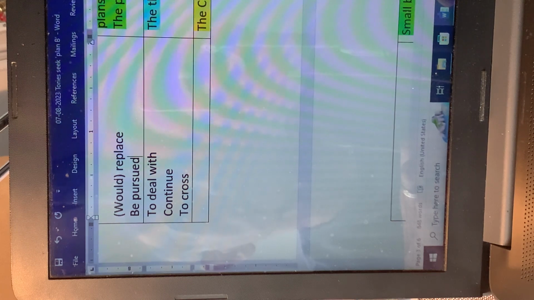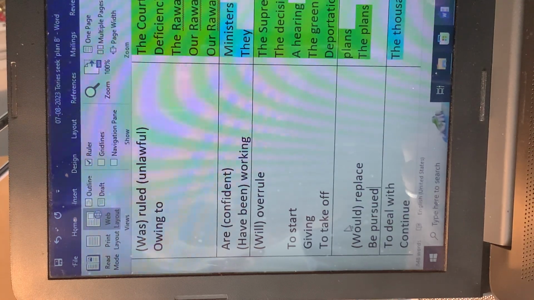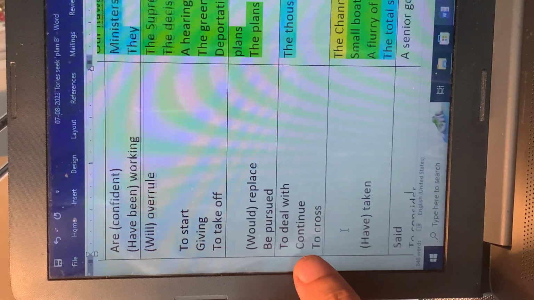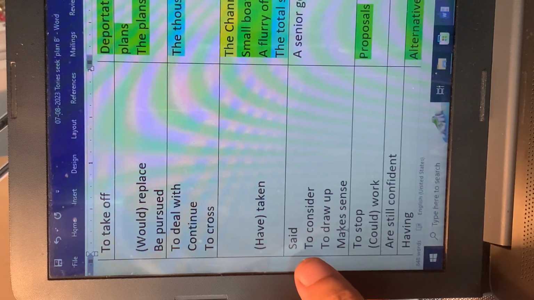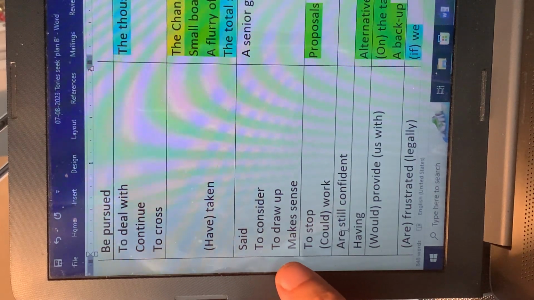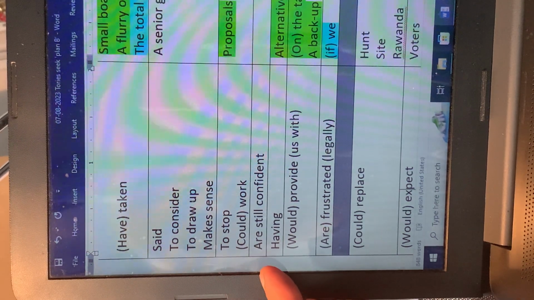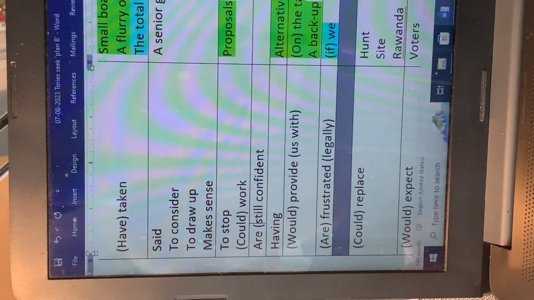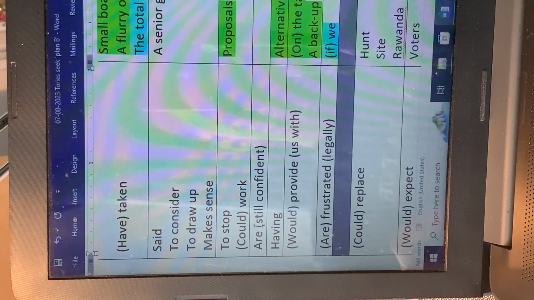Just one second because I want to display it without this so we can follow. To deal with, has taken, draw up a plan, make sense, are confident. Still confident, again here we have still confident to be in between brackets because that's not a verb, and with us and so on.